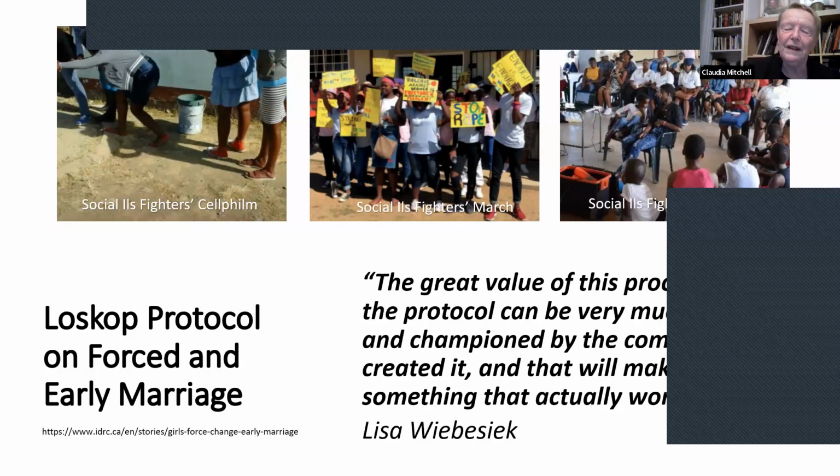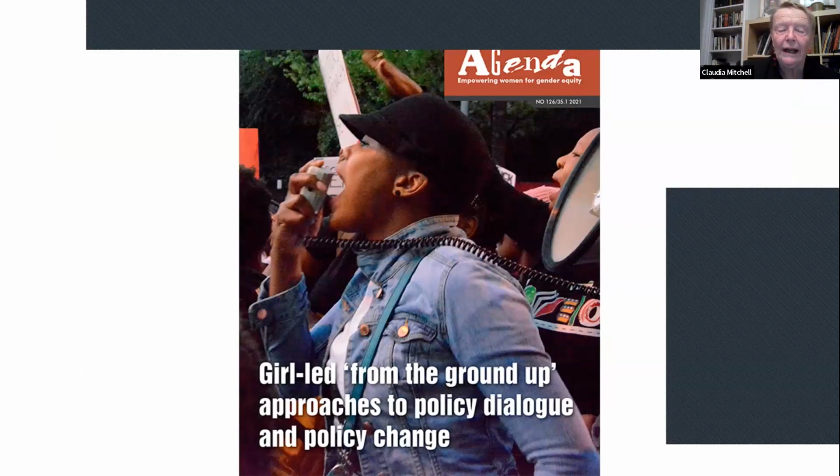And this actually led to the community leaders with the research team presenting this work in the legislature and coming up with what they call the LOSCOP Protocol on Forced and Early Marriage. If you want to read more about it, if you go to the IDRC website, there's quite a bit on it. But it was the notion that young people produced the video, the cell film, but it actually required adults to take some ownership of this as well.